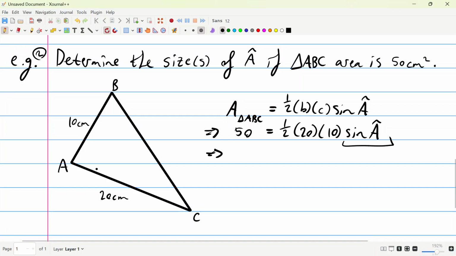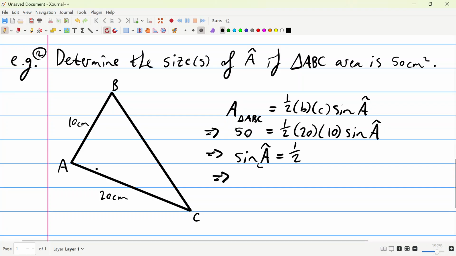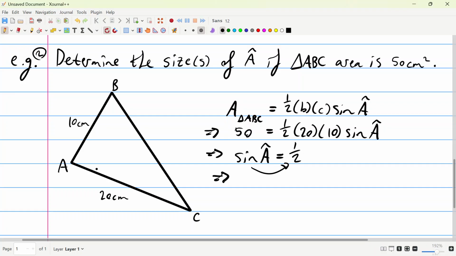So let's first get sine of A on its own, meaning we can simplify this. A half times 20, which is 10. 10 times 10 is 100. And obviously, if we divide both sides by 100, we are going to get 50 over 100 on this side. So then what we are left with is sine of angle A is equal to a half, okay, if you do the simplification. And then from here, when you are trying to solve for angle A, you are going to take the sine over, such that what we have is angle A is equal to arc sine of a half.